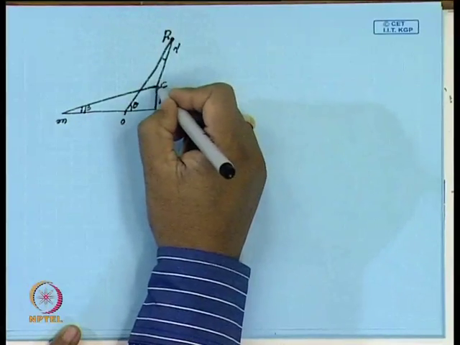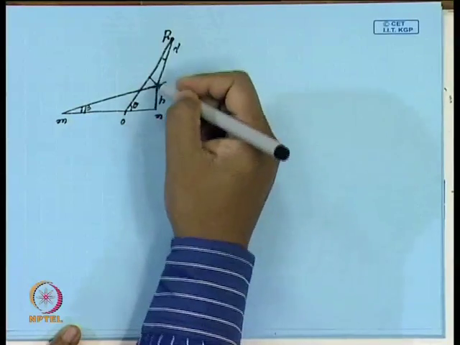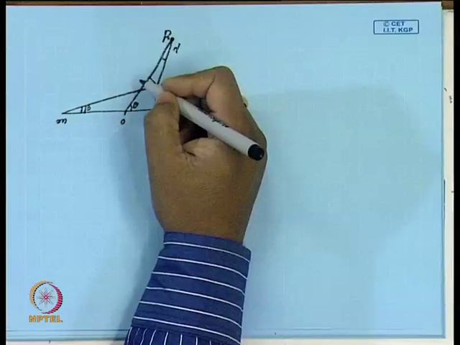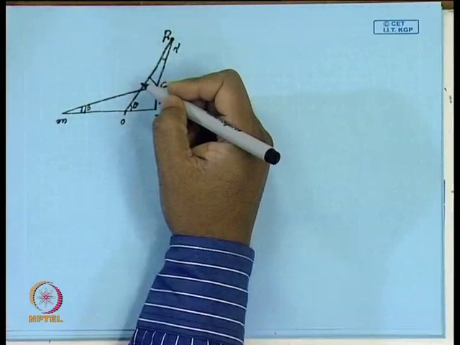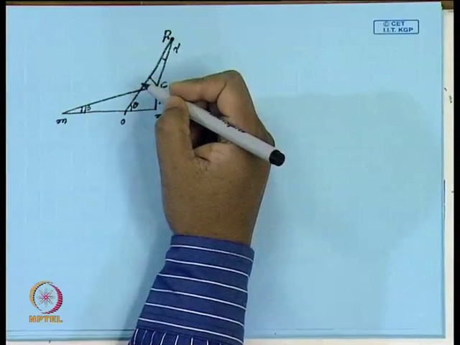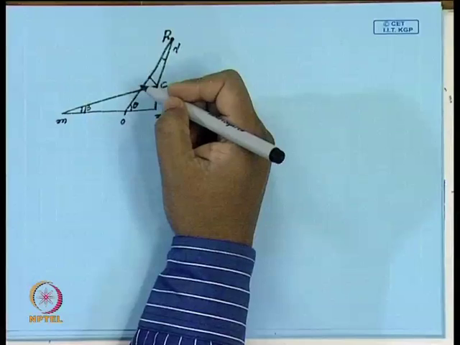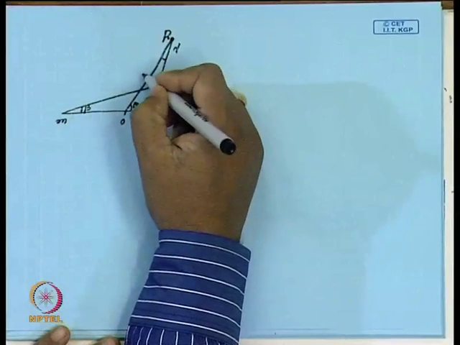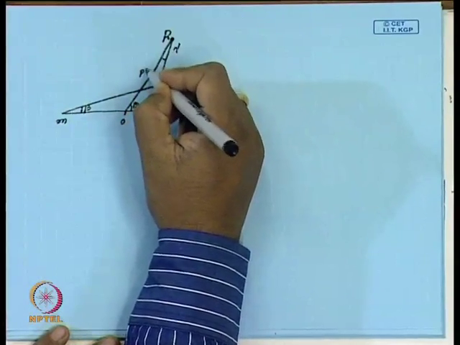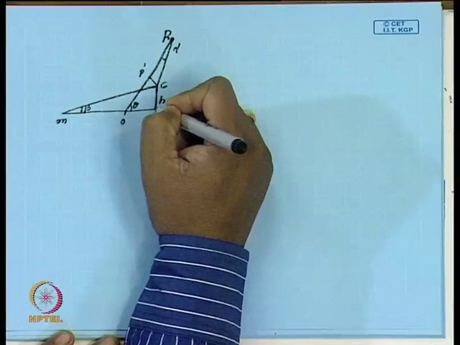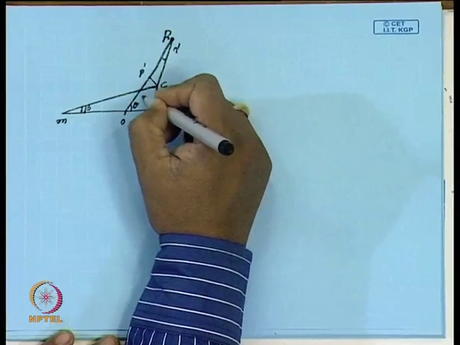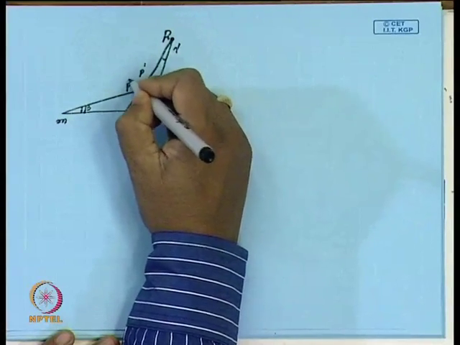Then I draw a perpendicular from here to here, and I call this P prime, and another perpendicular drawn from here, I call this P double prime.